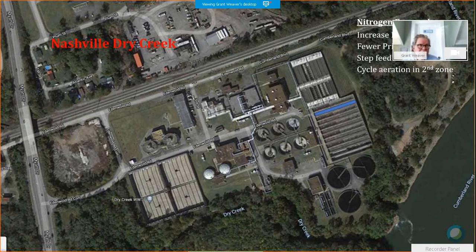Well, frankly, it didn't do a heck of a lot of good for nitrogen removal. And that's when we started looking, or they started looking at the BOD loading.